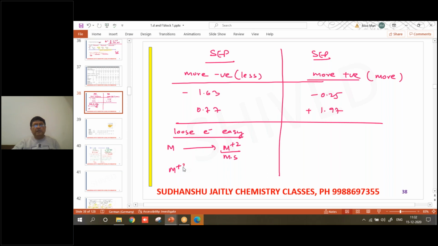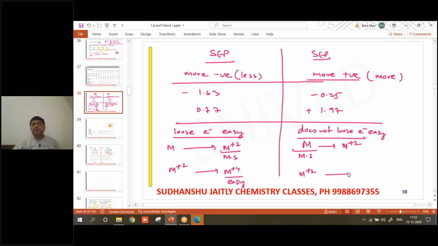And this is, let it be M plus 2. Hypothetical example, M plus 4. This is going to be easy. Please lock this in. And more means it does not lose electron easily. That means out of M and M plus 2, this is going to be more stable. Out of M plus 2 and M plus 4, this is going to be more stable.